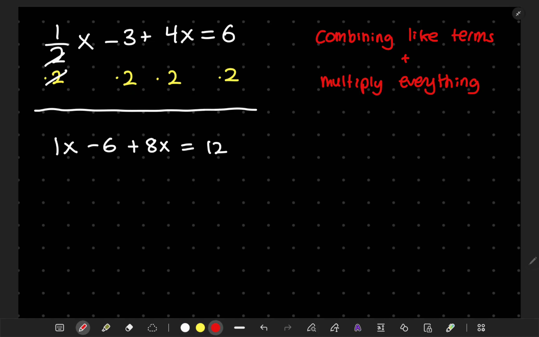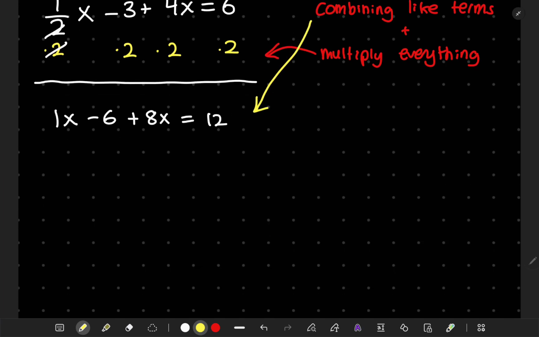So really, this part right here was multiplying everything, while this part was combining like terms. I notice that there's a 1x and an 8x, so I'm going to combine them, giving us 9x minus 6 equals 12. And it's the same as before. I have to get rid of the minus 6. It's a minus, so I do the opposite, which is plus.